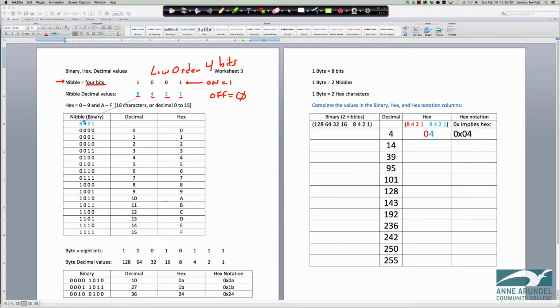So when we come up here, we've got our values logged in for us here, so 1, 2, 4, and 8, and depending on which position is on, dictates what that decimal value would be, and then from the decimal value, we can easily ascertain the hexadecimal value. Remember, hexadecimal is 0 through 9, and then A through F.